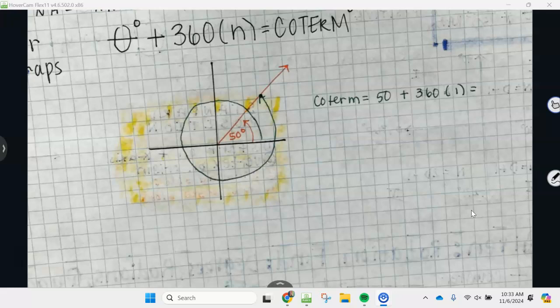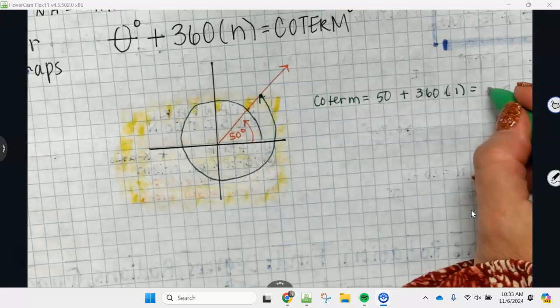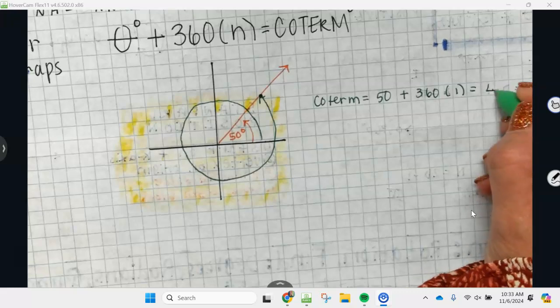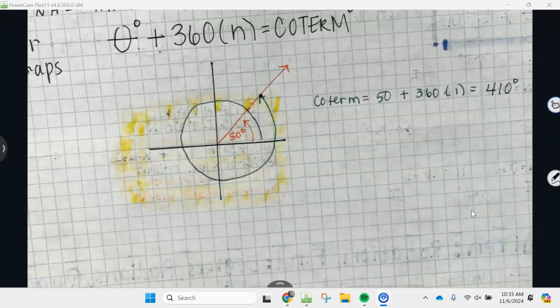So 360 plus 50 is 410, I think. This kind of math I can't do. 360 plus 50, I'm pretty sure it's 410, and it is. Don't forget your degree symbol. And y'all can be positive or negative. I'm going to go negative.